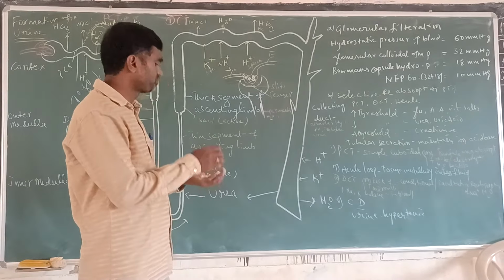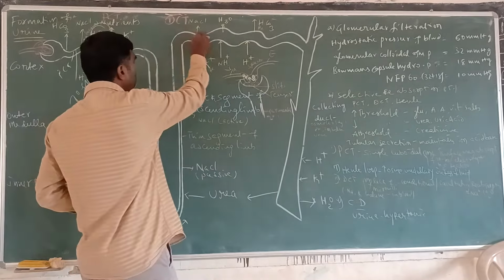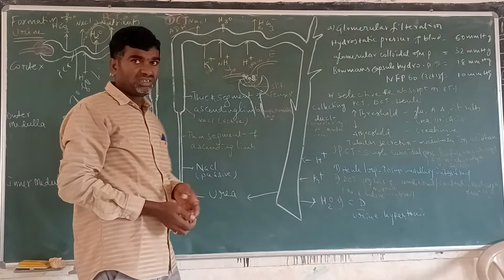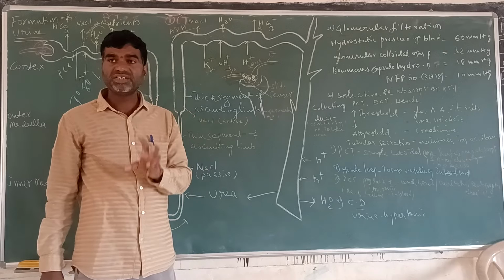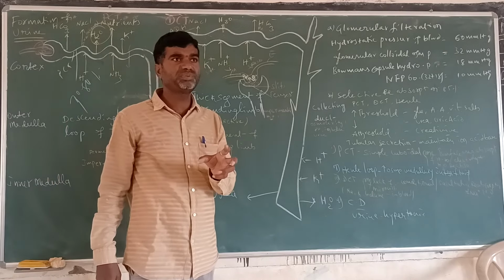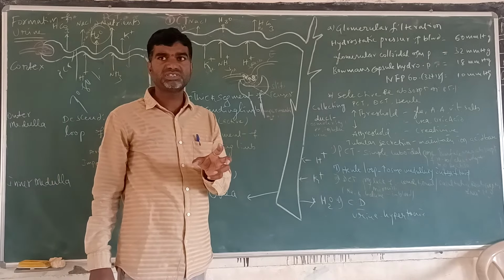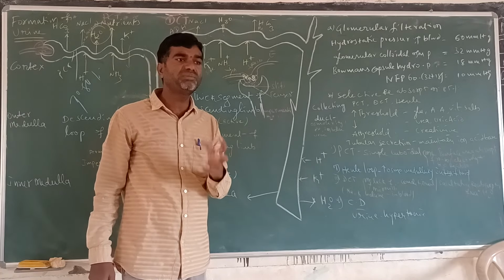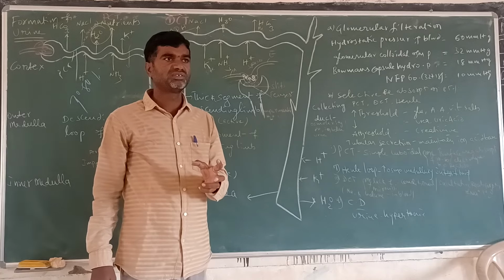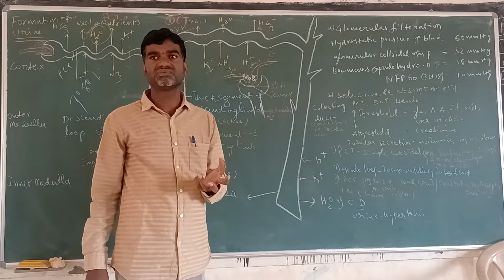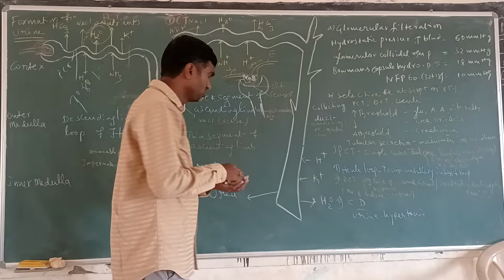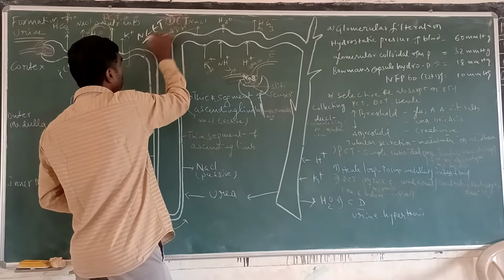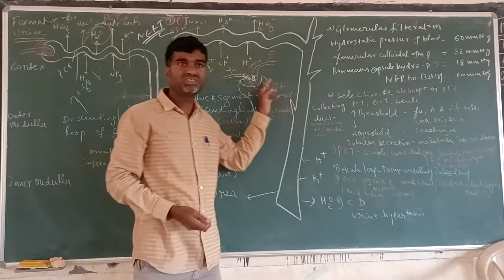Here in the DCT, it depends upon the ADH. ADH means anti-diuretic hormone. Anti-diuretic hormone is called vasopressin. Now, deficiency of vasopressin or ADH causes the disease diabetes insipidus. Very important from the NEET point of view. ADH is very important for NEET.